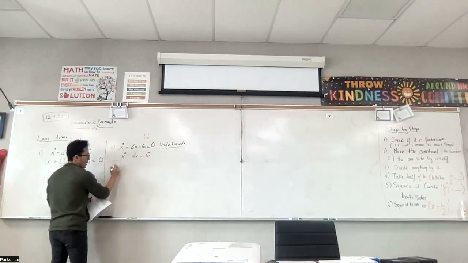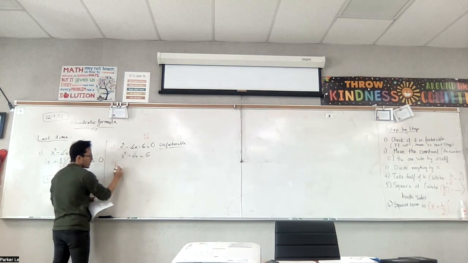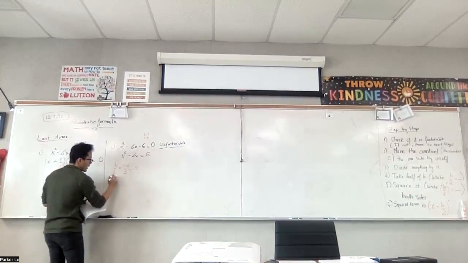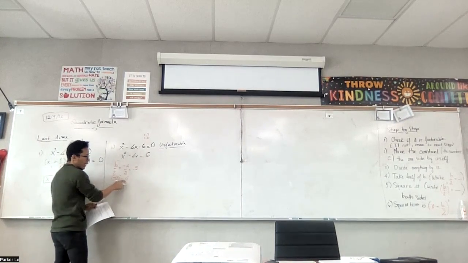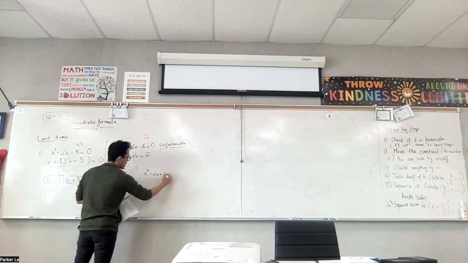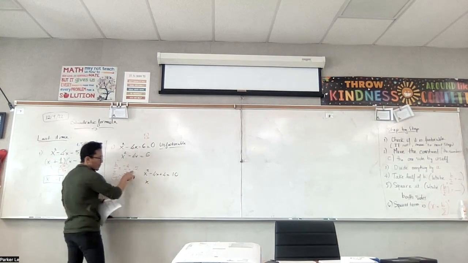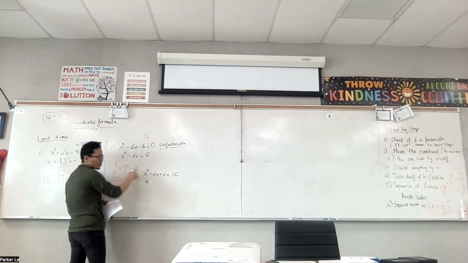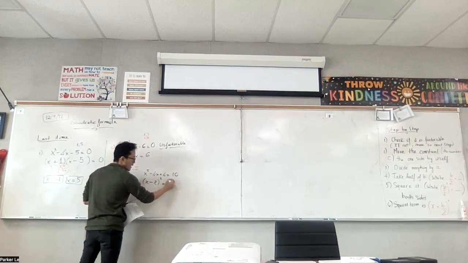What else? I write b over 2. Oh, there's no number on the front, so it's good to go. b over 2, b is negative 4, divided by 2 is negative 2. And then negative 2 squared is 4. I'm going to add 4 to both sides. So x squared minus 4x plus 4 equal to 6 plus 4 is 10. This is always x plus b over 2 right here, and b over 2 is negative 2. So it's going to be x minus 2 squared equal to, I just copy the right side, 10.